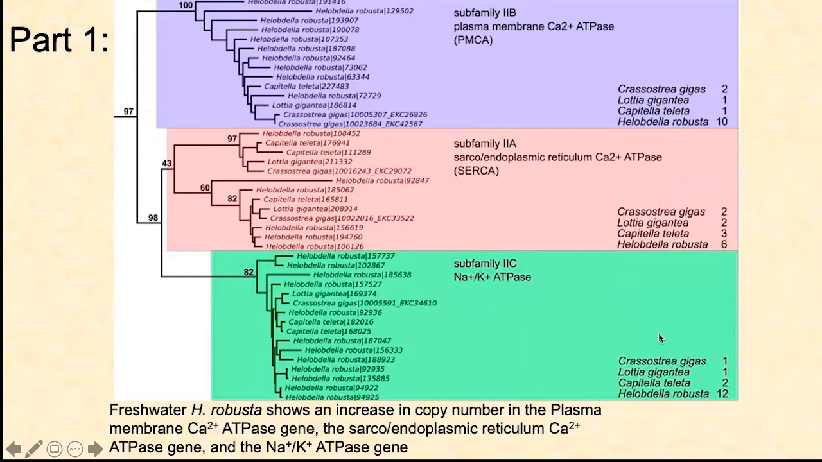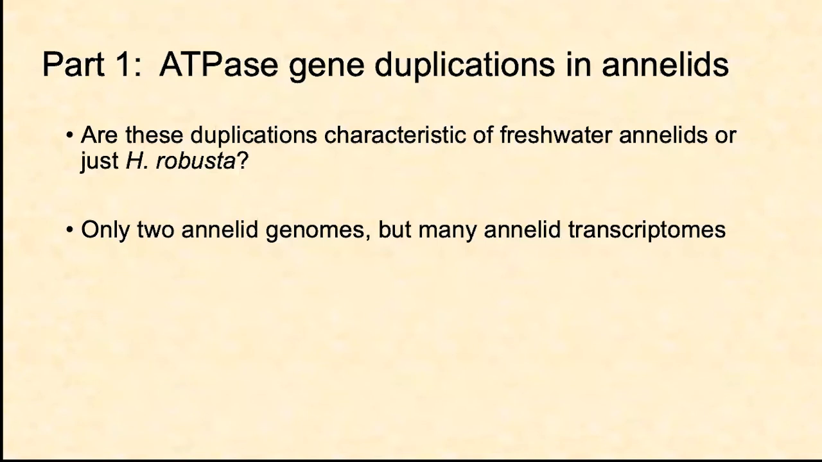If you look at the sodium potassium ATPase here, Crassostrea and Lottia, those 2 marine mollusks, each have 1 copy. Capitella, that marine annelid, has 2 copies. Helobdella, the freshwater annelid, the leech, has 12 copies, which is a pretty striking difference. But it's just a sample size of 1.